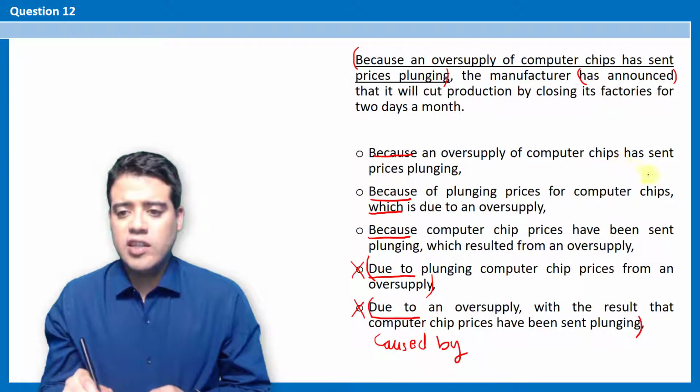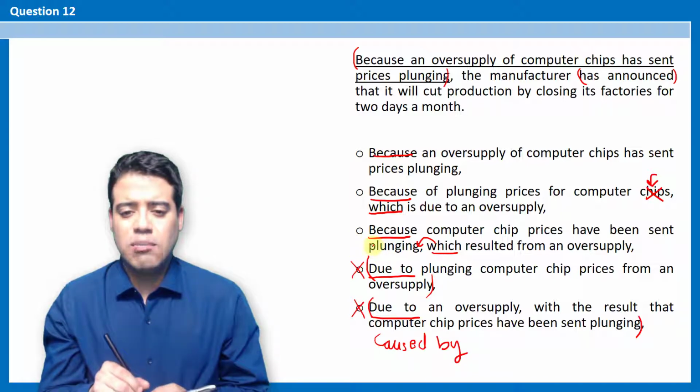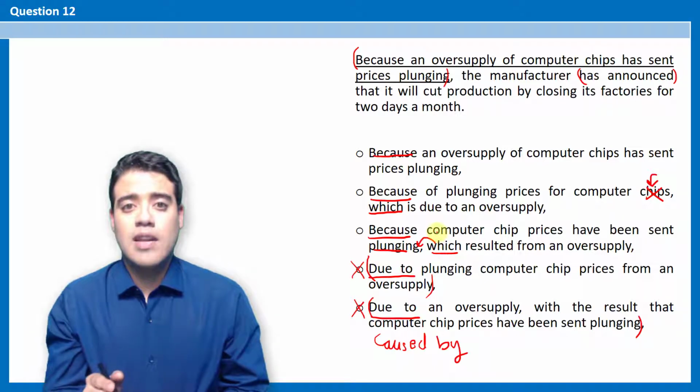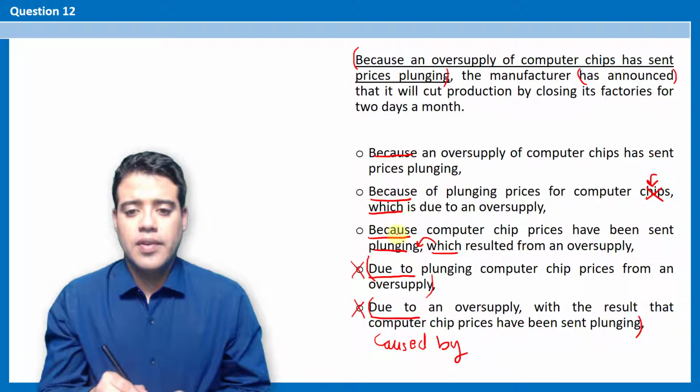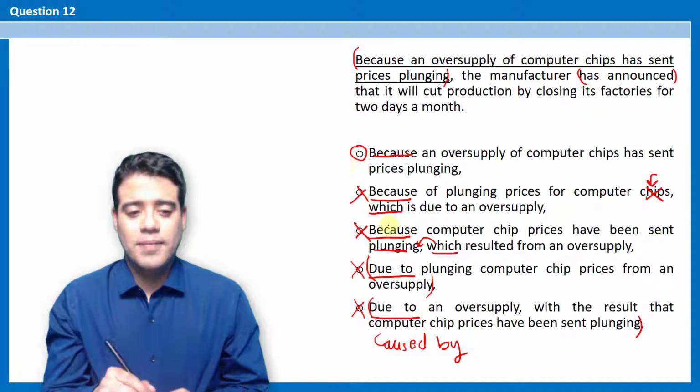Now, be careful with which. Which is describes the computer chips, and that doesn't work. The chips are not due to an oversupply. And which cannot be describing have been sent plunging, because that's part of a verbal construction. Which needs to describe the noun before the comma, or the noun phrase before the comma. So you can eliminate this choice and this choice and keep A. That's the best choice. Okay?